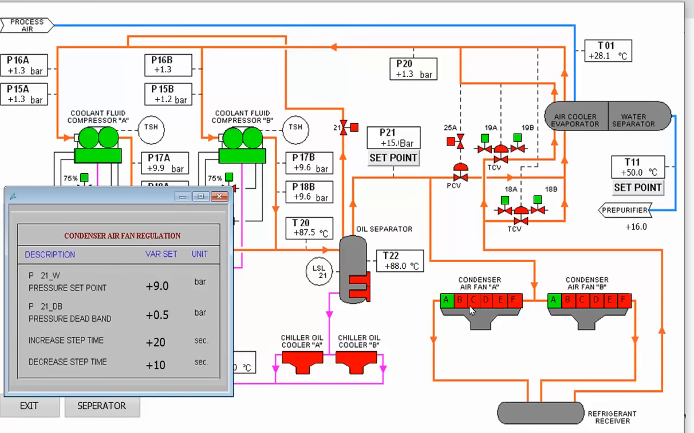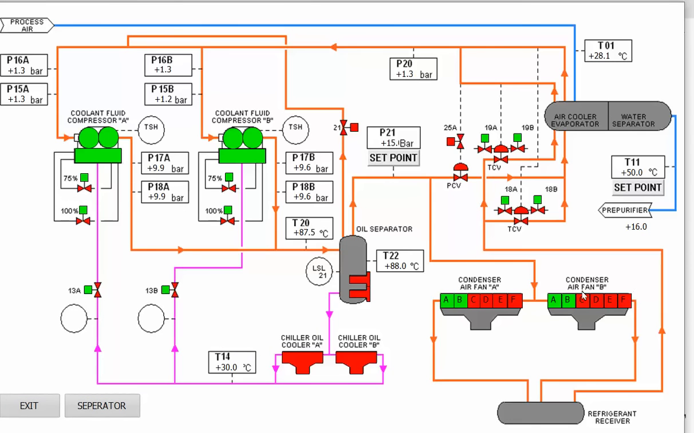in fan B. It's very similar to compressors. You can enable, disable, and if we reach the set point minus the dead band or the half of dead band, like 8, if we reach 8, 7, these pressure values, the capacity will decrease. Let us wait until we reach the maximum capacity in condenser air fans.